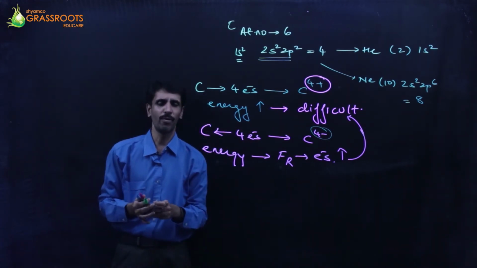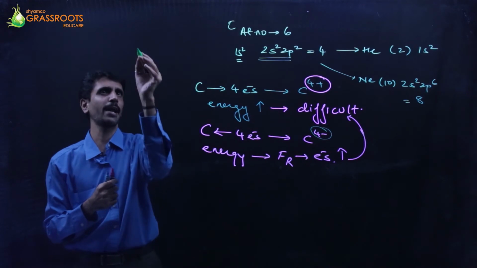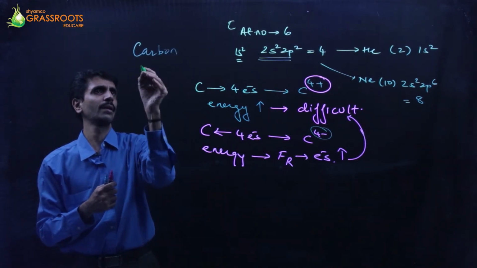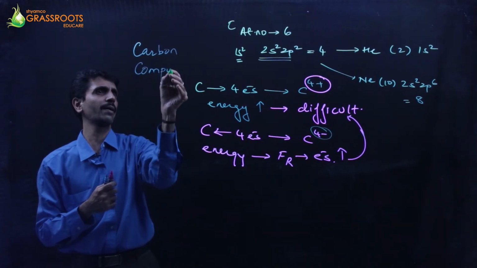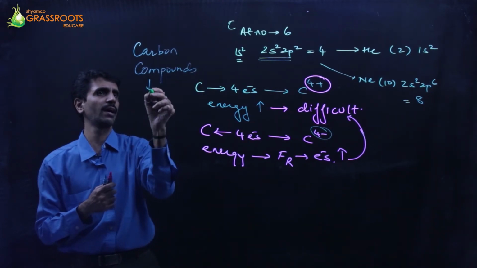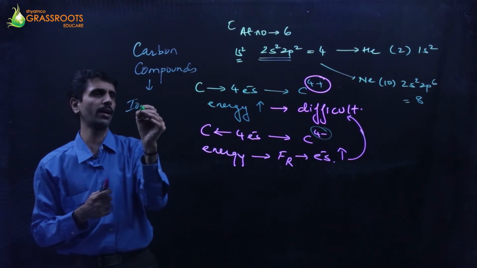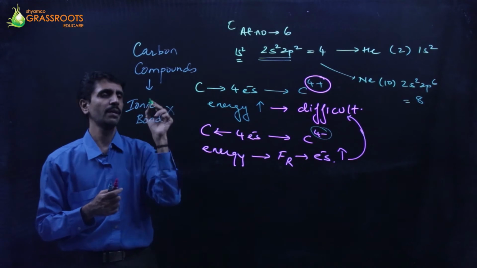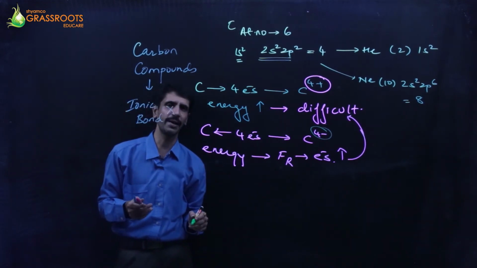Okay, so what we have to say, in case of carbon compounds, what are we going to say? That is ionic bond not possible. यानी ट्रांसफर ऑफ इलेक्ट्रॉन्स पॉसिबल नहीं है.